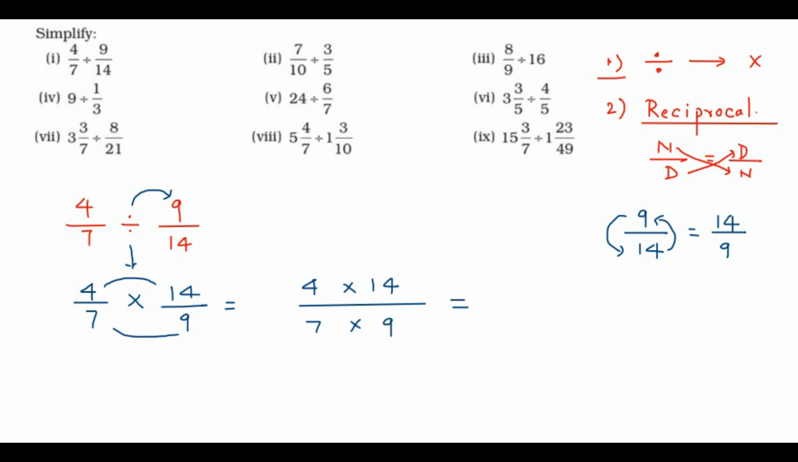Now the part of simplification comes here. I see the numerator has 14, denominator has 7. Both of them are divisible by 7. Let's divide them. 7 twos are 14, 7 ones are 7. So now my numerator is 4 into 2, which is 8. Denominator is 1 into 9, which is 9. Our final answer after simplification is 8 upon 9.